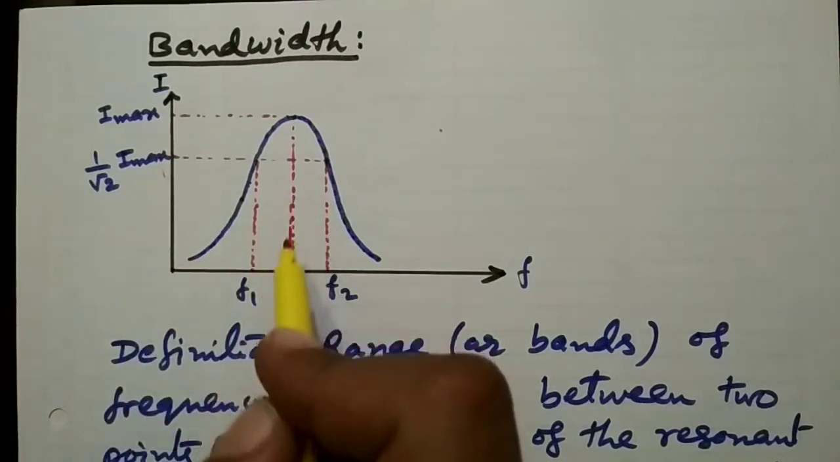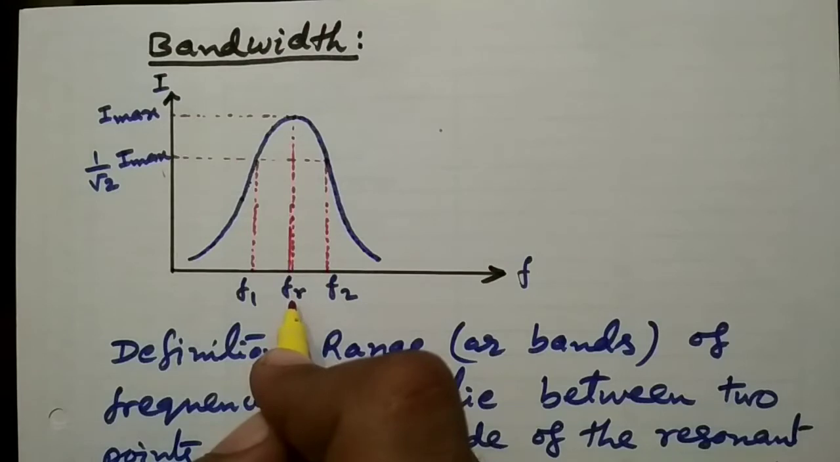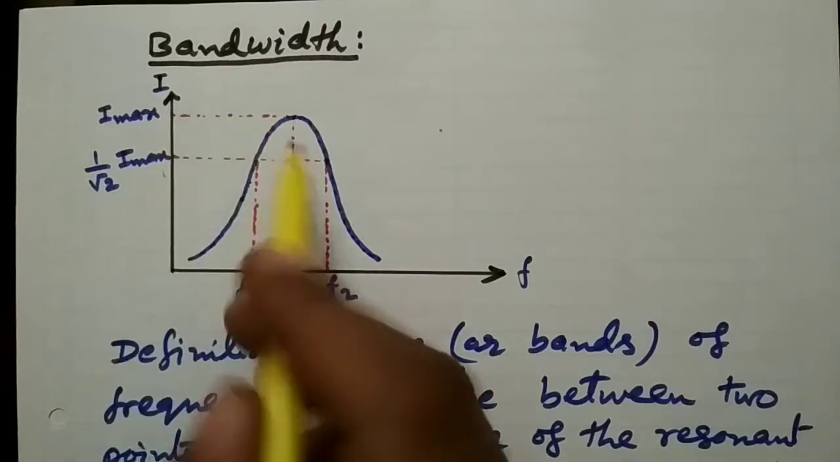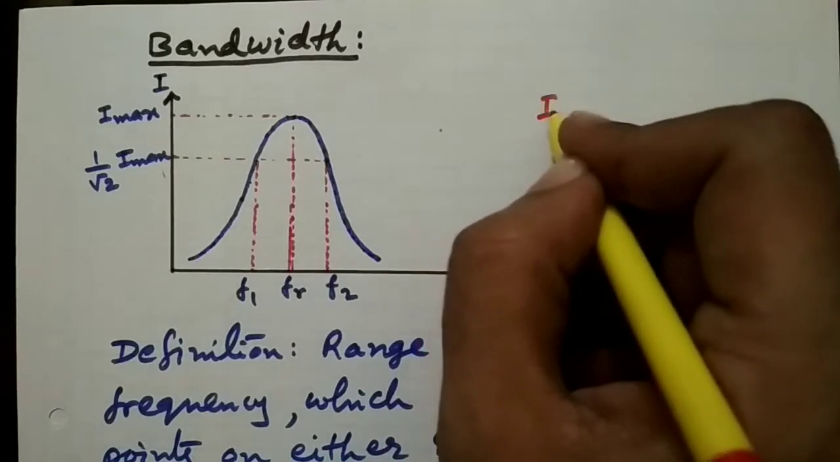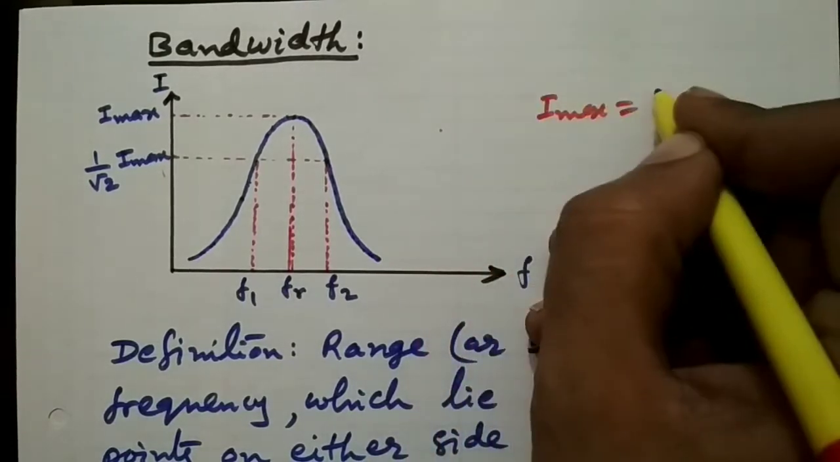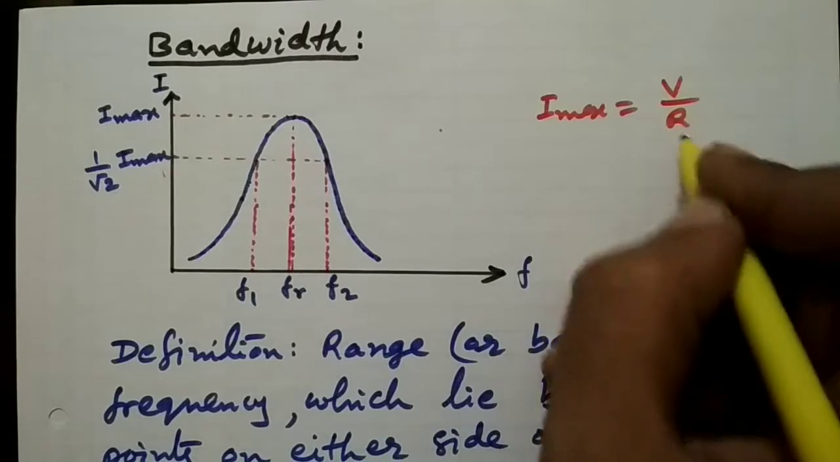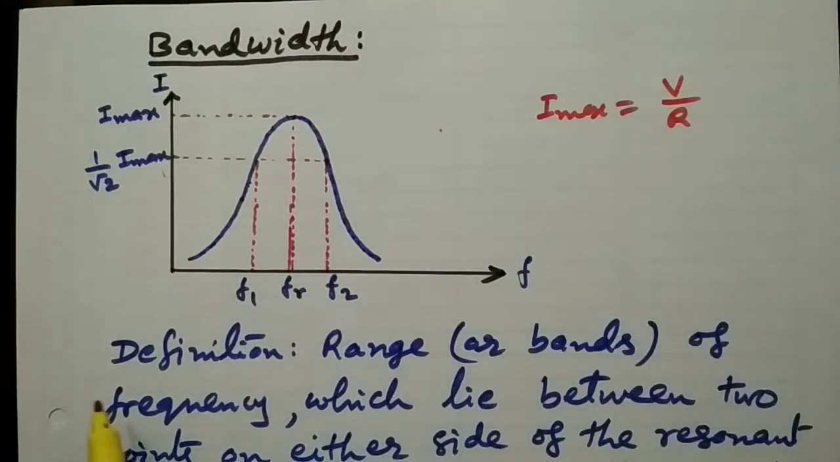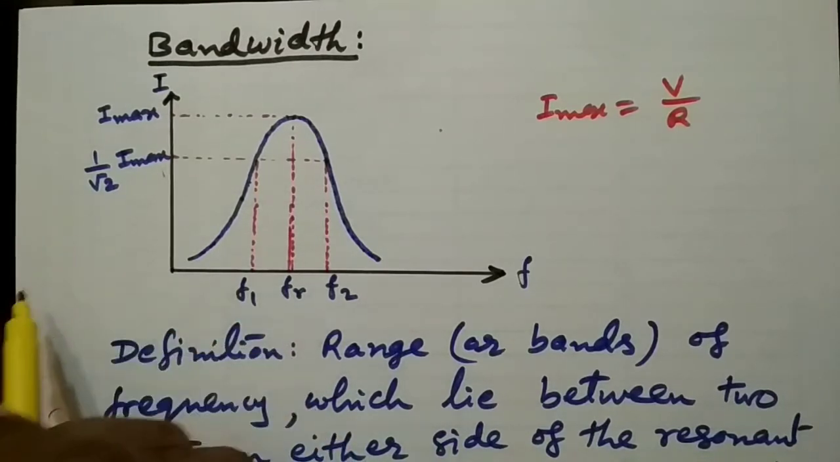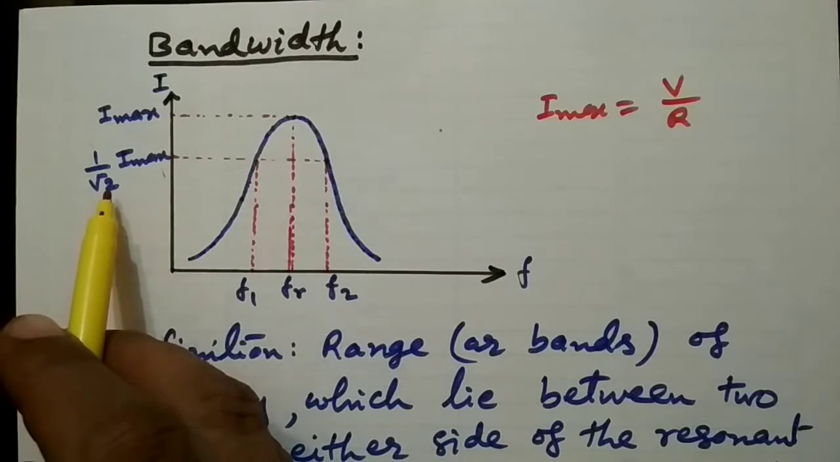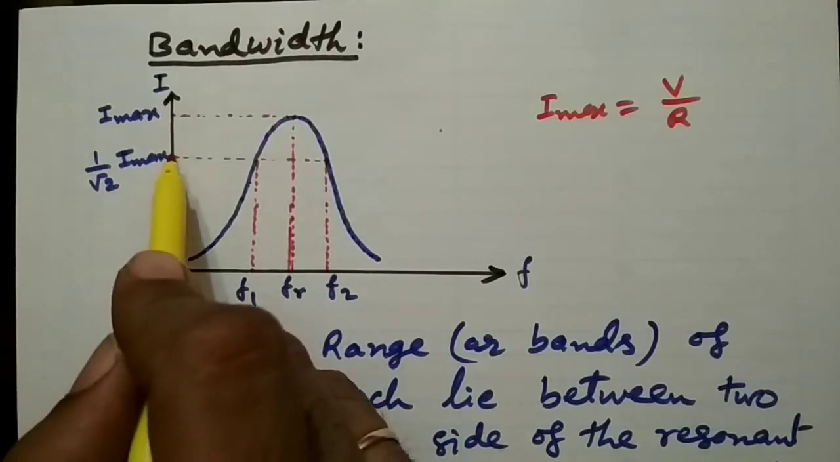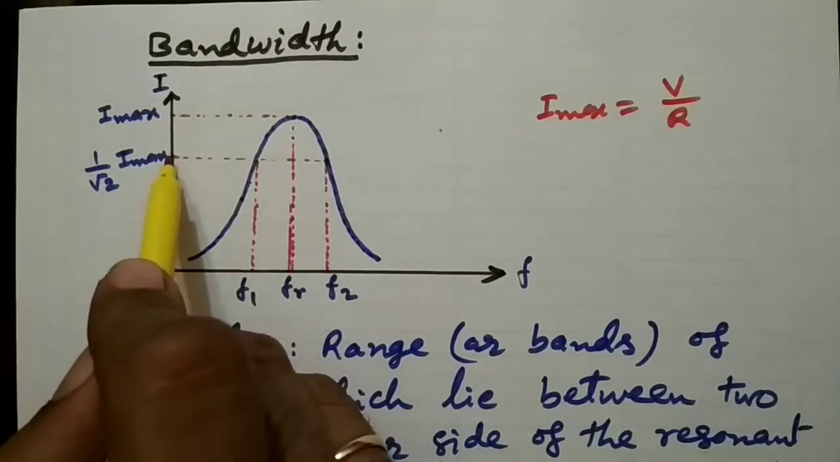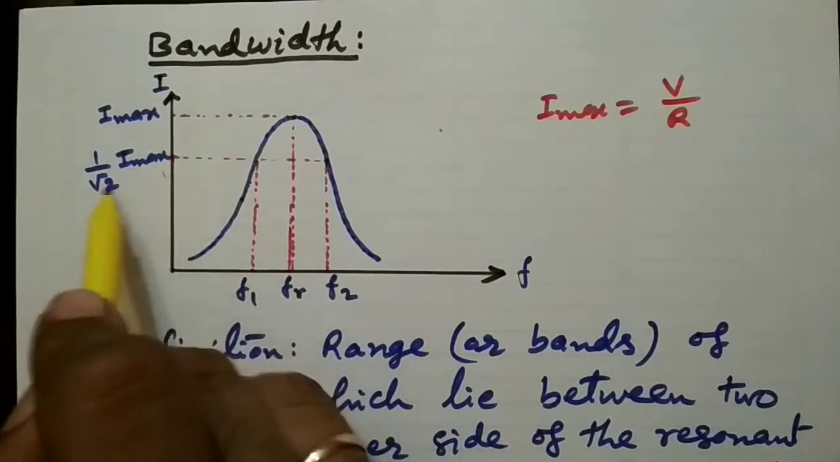Here in the resonance curve at FR, that is the resonant frequency, the current becomes maximum and Imax is V upon R, because Z is equal to resistance. Now if we consider 1 by root 2 times the maximum current, then definitely the value will be lower than the Imax. Let's say this is the current Imax upon root 2.